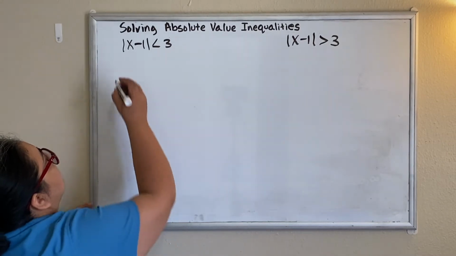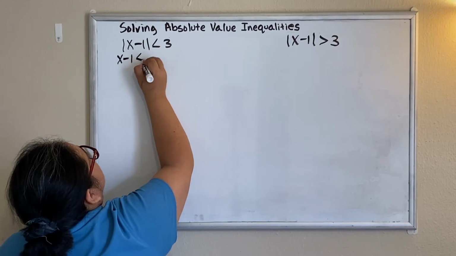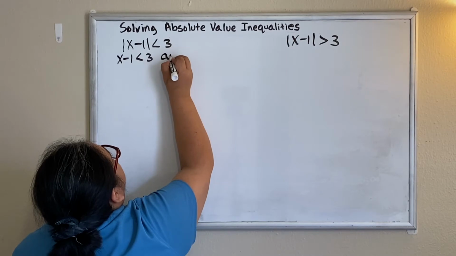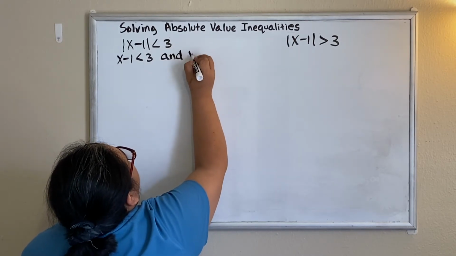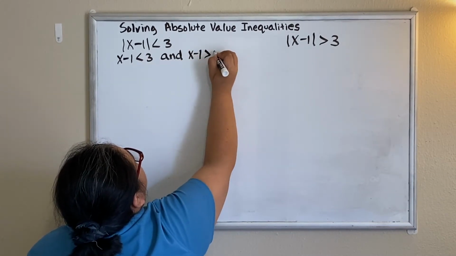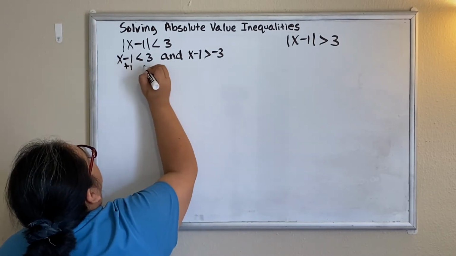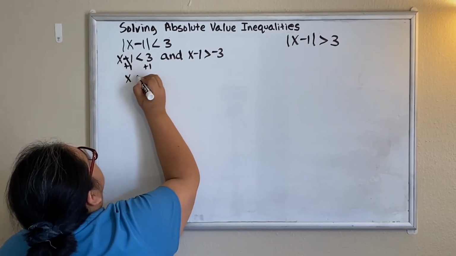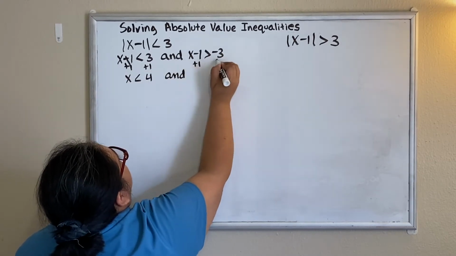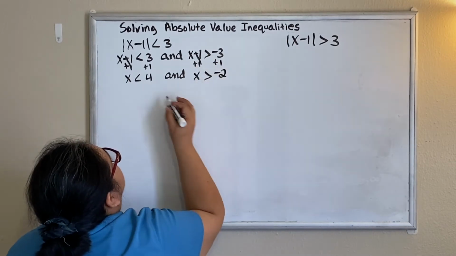We're going to have x minus 1, and we're going to keep this symbol the same. We're going to say less than 3. And this is less than, so this is an and statement. So we're going to say and x minus 1, and we're going to flip this symbol now. We're going to say greater than negative 3. Now we're going to add 1 to both sides here, getting x is less than 4. And again, we're going to add 1 to both sides here, and we get x is greater than negative 2.